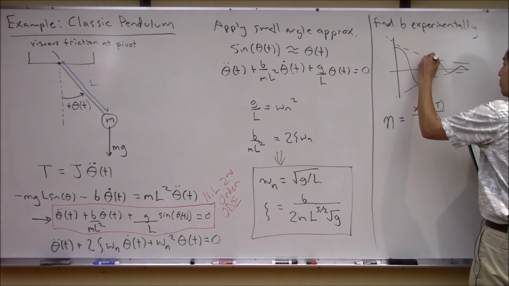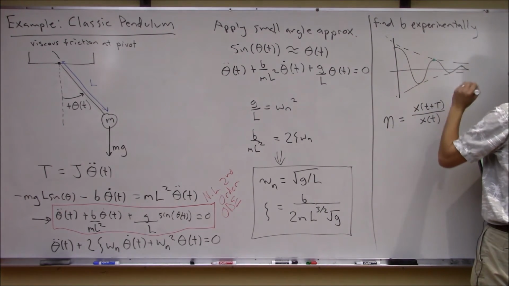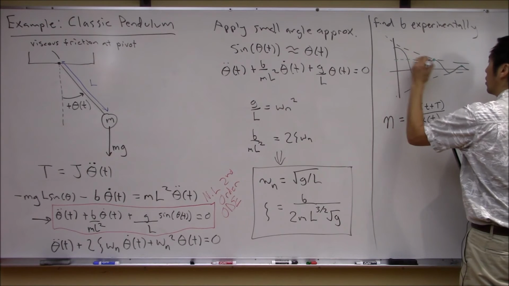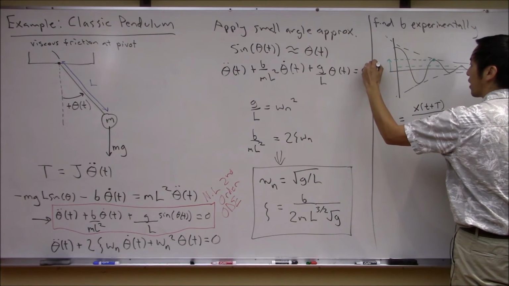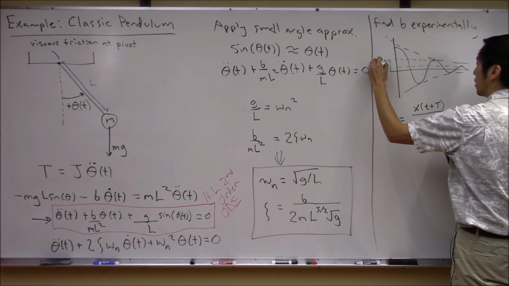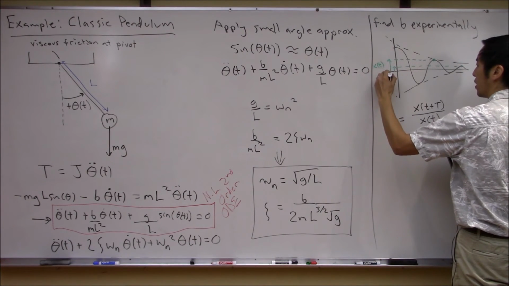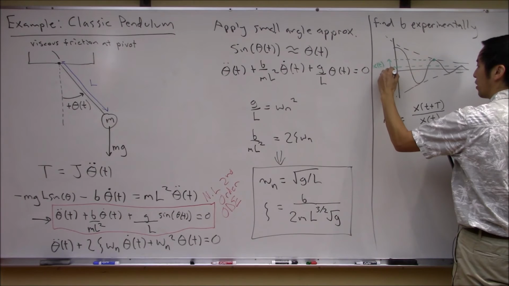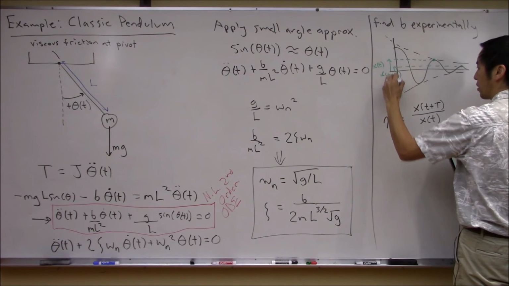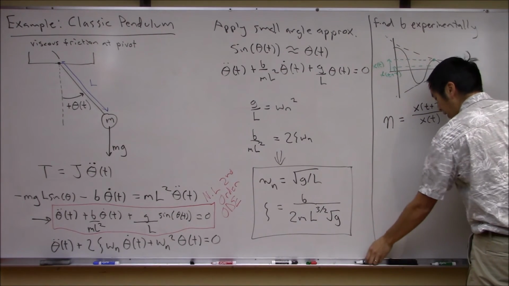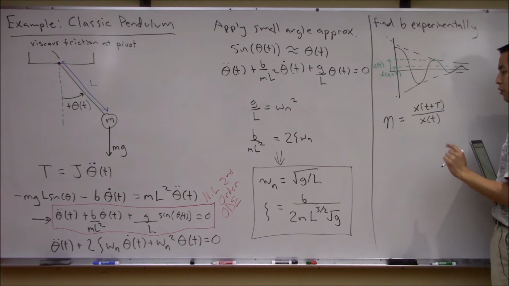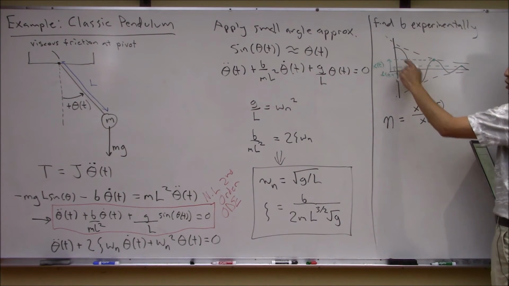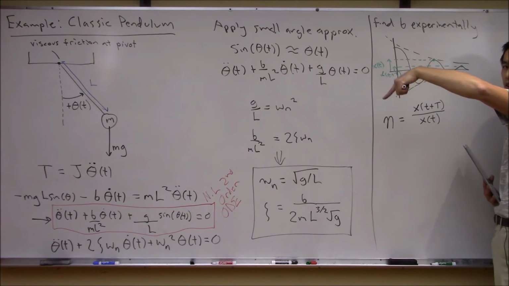Those are nice, easy points to pick off on this graph. Just find this maximum here and this maximum here, and measure the ratio of the 2 heights. Here is x at t, and this one here is x of t plus the period, capital T. That's all we're going to do. What I'm getting at is that it's actually easy to get this eta value experimentally. You would hook up a sensor to the pendulum and watch this thing swing around.